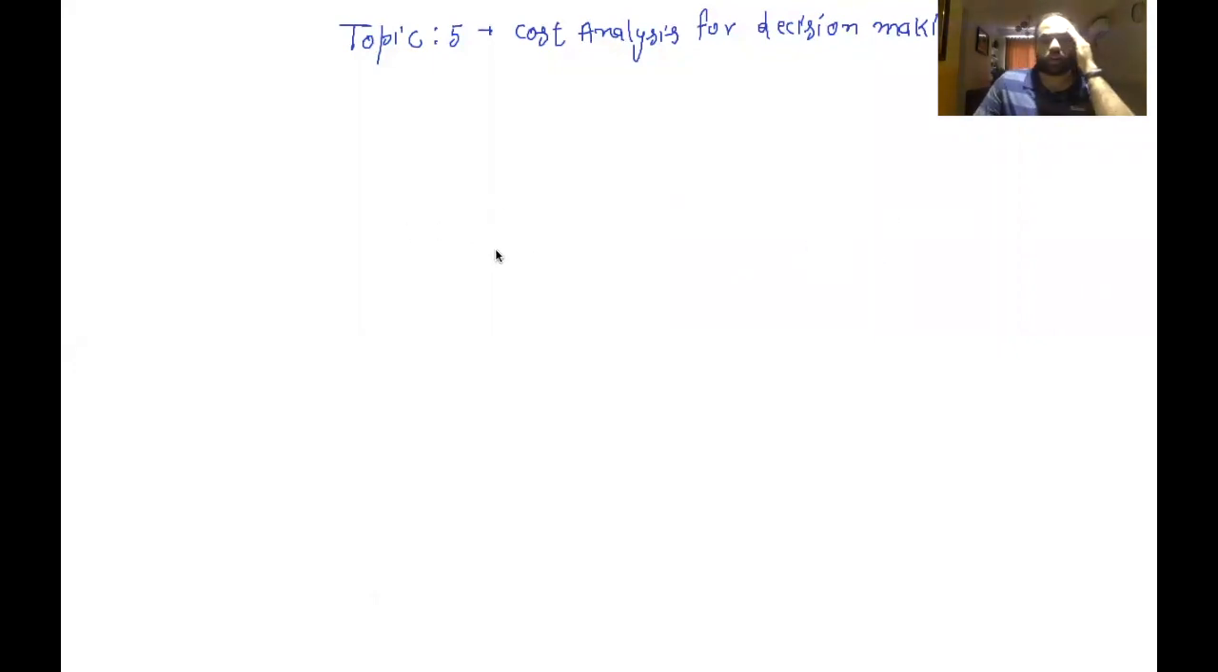Okay, so in this topic, we're going to study three different things. Let me give you the overview of this topic, then we will start covering things one by one. First of all, you will study cost allocation methods.